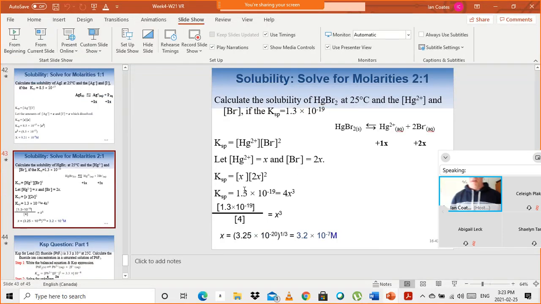Why on that one do you have to do the cube root? Yeah, am I still sharing? Yes, I am. Okay, good.